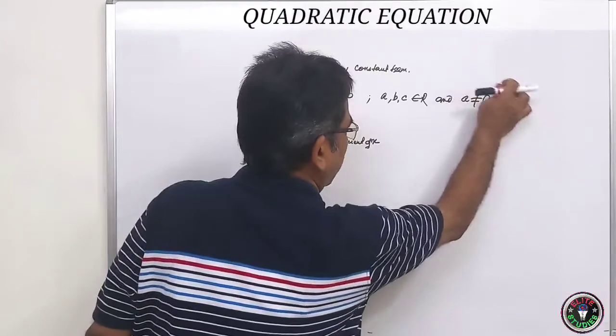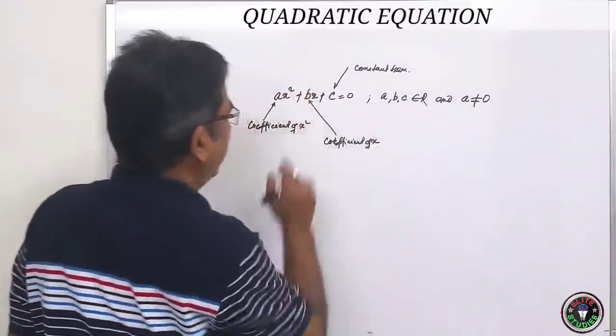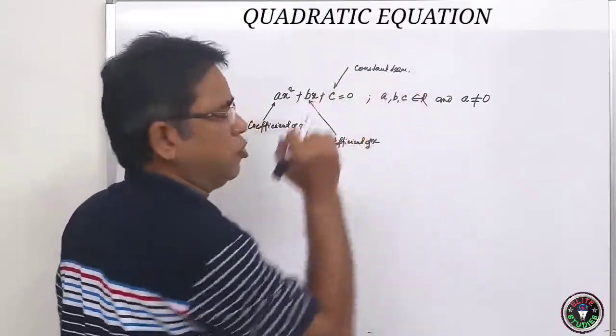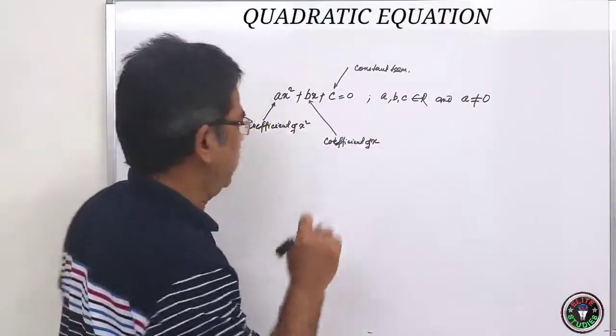This is the most important part. Why is it written like this? A is not equal to 0. Why is B not written as not equal to 0? Why is it not written C is not equal to 0? Why only A is not equal to 0? Listen to me very carefully.